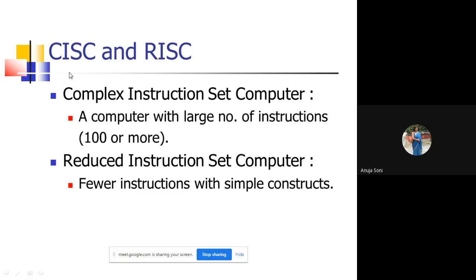Complex instruction set computer: what it says is that it is a computer with a large number of instructions, 100 or more. This is the type of processor, a complex kind of processor. A reduced instruction set computer is a processor that consists of fewer instructions with simple constructs. So that is the main difference.